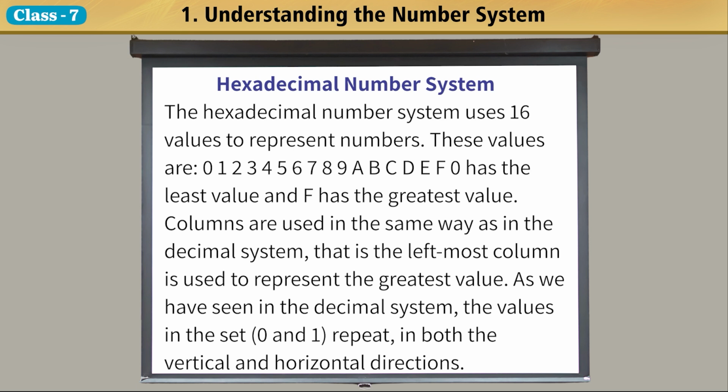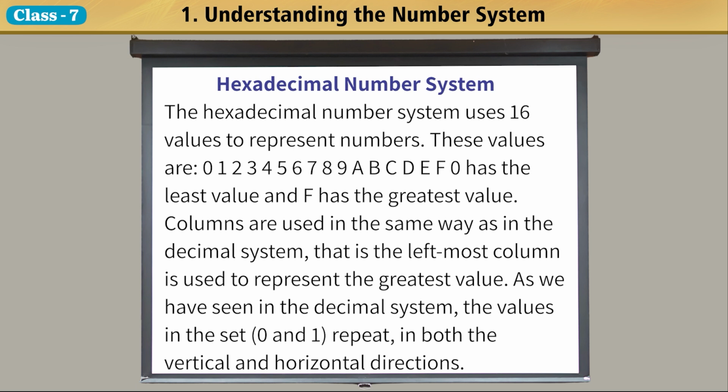Hexadecimal number system. The hexadecimal number system uses 16 values to represent numbers. These values are 0, 1, 2, 3, 4, 5, 6, 7, 8, 9, A, B, C, D, E, F. 0 has the least value and F has the greatest value.